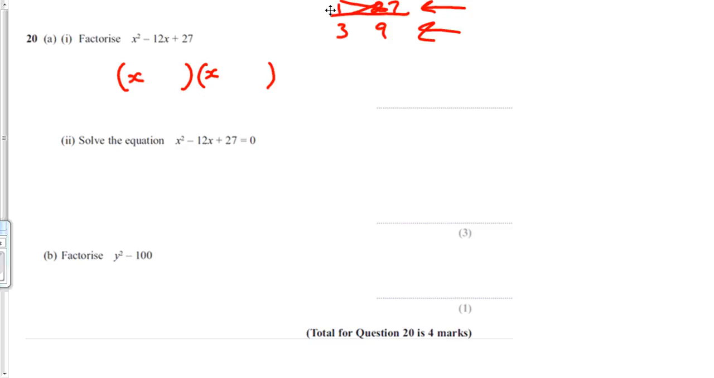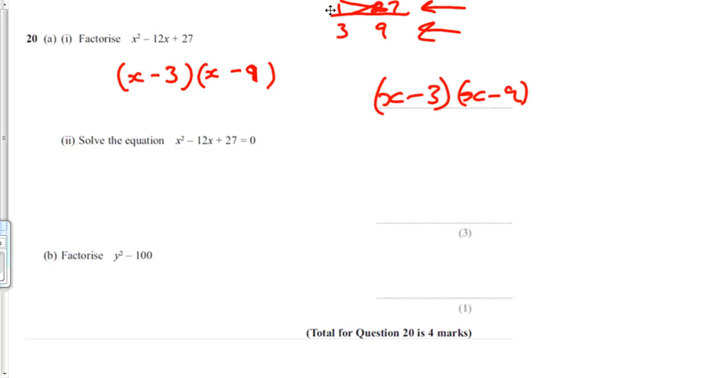Because we can't use 1 and 27 to make 12, we're going to ignore that one. We can use 3 and 9 to make minus 12, and the way we do that is minus 3 take away 9 to make minus 12. So there we go. Let's factorize into two brackets: x minus 3, x minus 9.